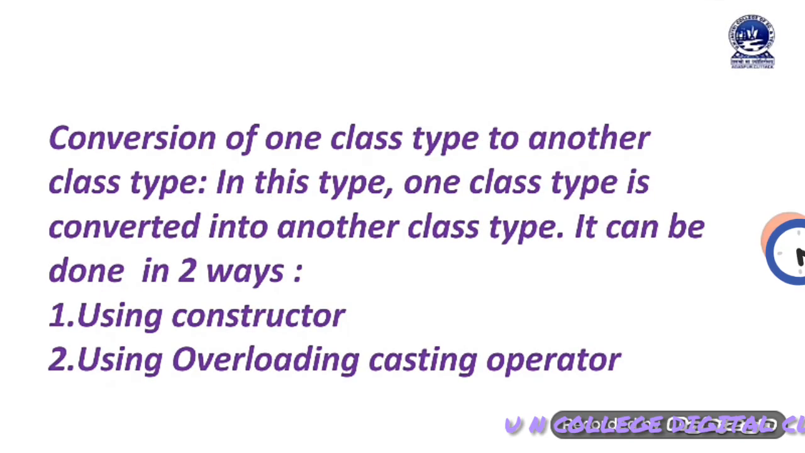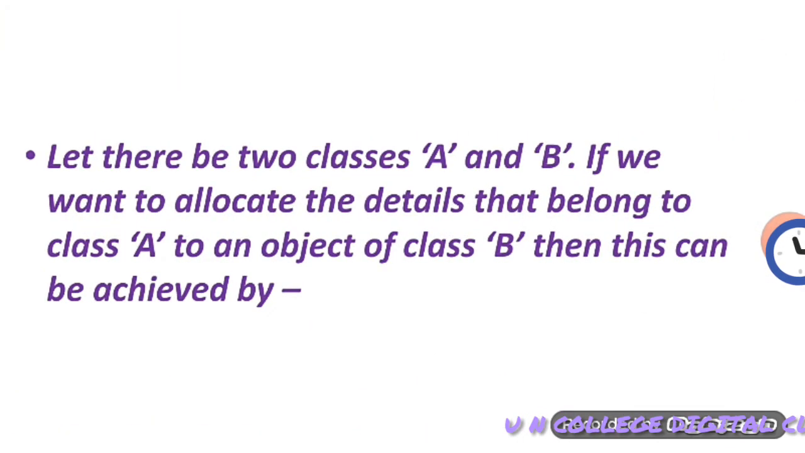Now I am going to discuss conversion of one class type to another class type. In this type, one class type is converted into another class type. It can be done in two different ways: using a constructor and using an overloaded casting operator, where we are going to use equal to. Let there be two classes A and B.